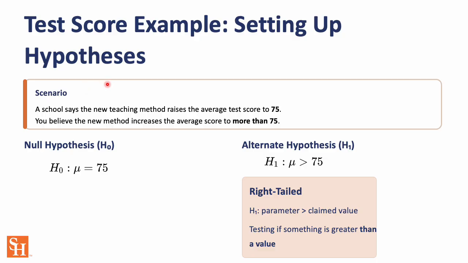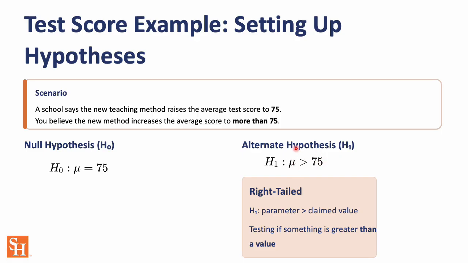Let's now discuss this problem. A school has invented some new teaching methods, and they believe it has raised the average test score to 75. And in fact, we also believe that this new method could increase the test score to more than 75. In that case, what is our null hypothesis? Our null hypothesis is mu equals the claim value, and the claim value is 75. And here we in fact believe that the new method could increase the test score. Therefore we are testing mu greater than 75.